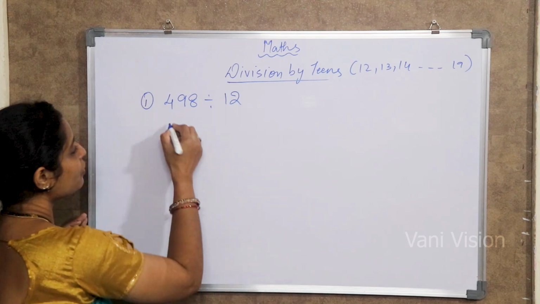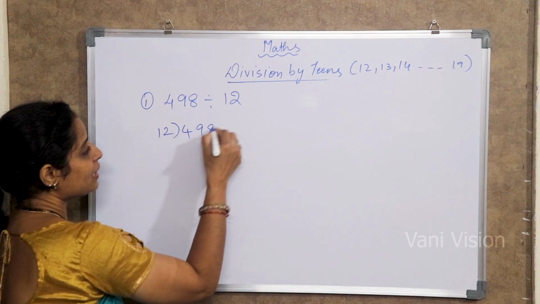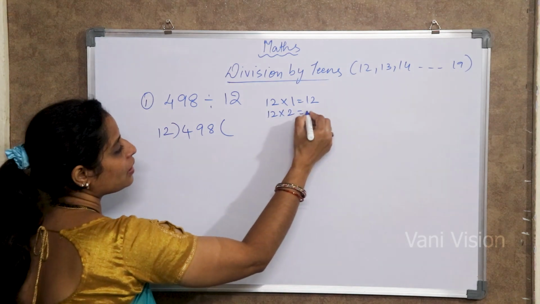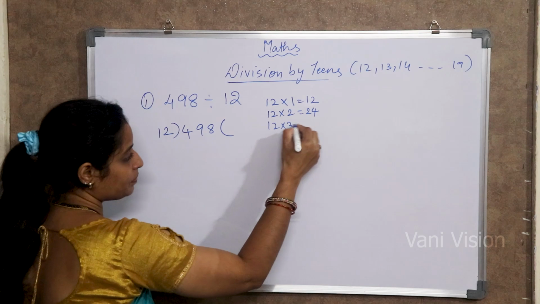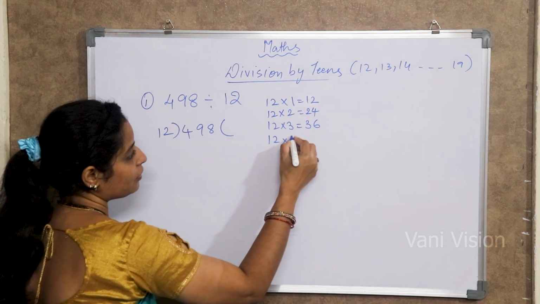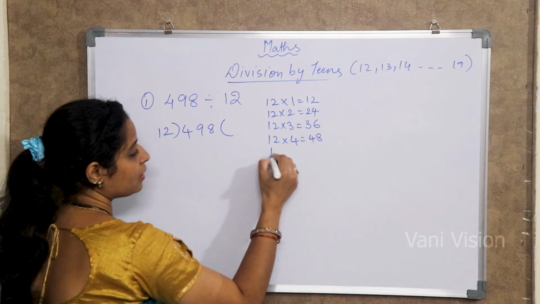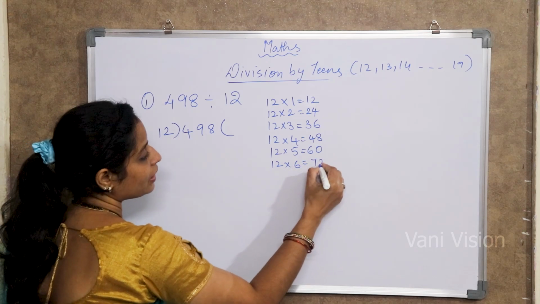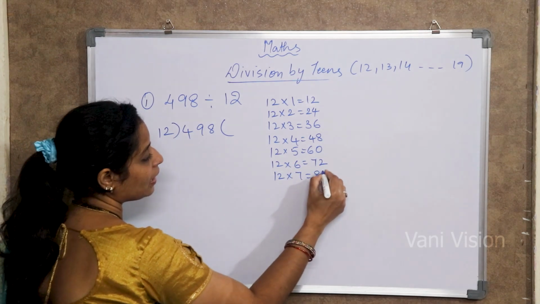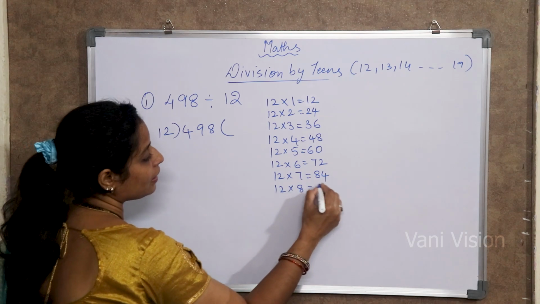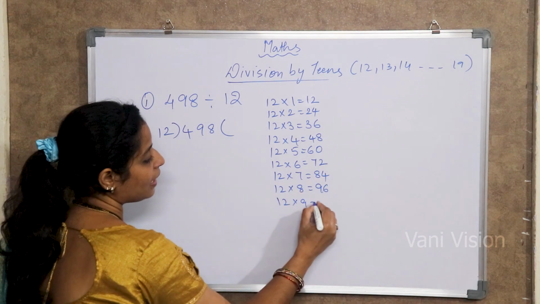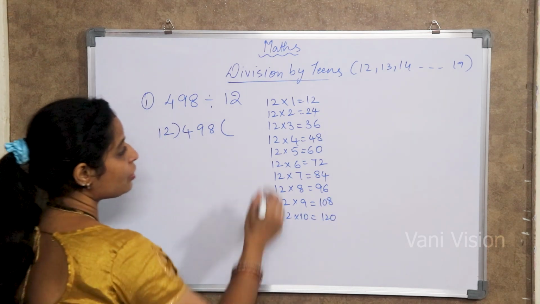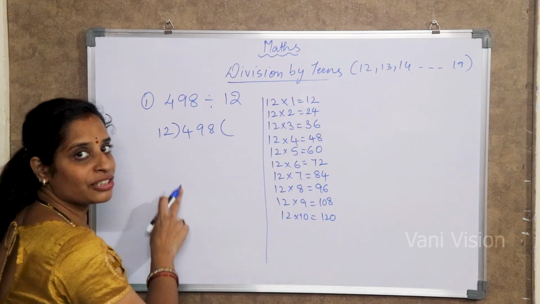Clear? So now the 12 table. You're supposed to know the 12 table, right? 12 ones are 12, 12 twos are 24, 12 threes are 36, 12 fours are 48, 12 fives are 60, 12 sixes are 72, 12 sevens are 84, 12 eights are 96, 12 nines are 108, 12 tens are 120. So we should know this table to do the division here, right?